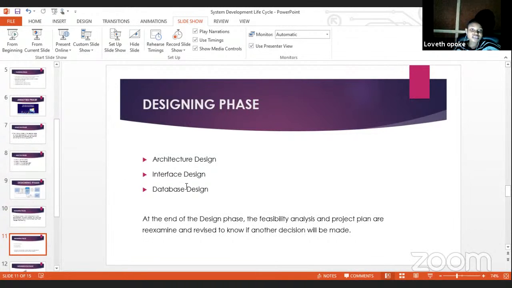Let's take, for instance, in the designing phase, you're going to design your architecture. The architecture design is the structure of your system, how your system will look.